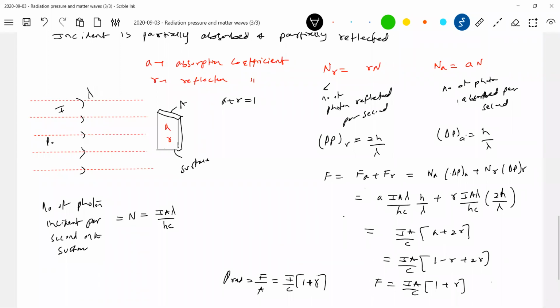So what is this surface? Partially absorbing and partially reflecting. It's not a perfect absorber or perfect reflector here. So what is the radiation pressure? We can give this particular formula. Practically, this is what happens.